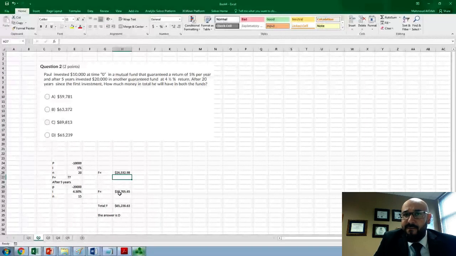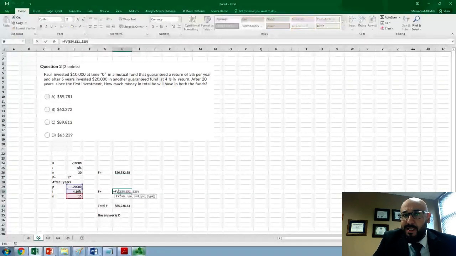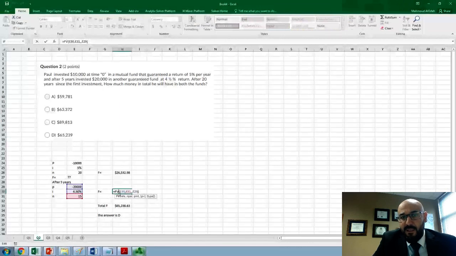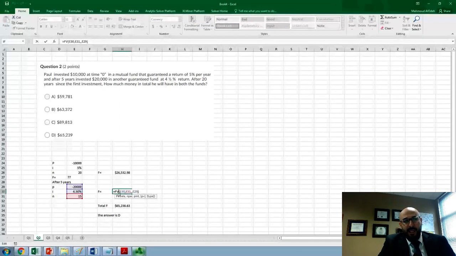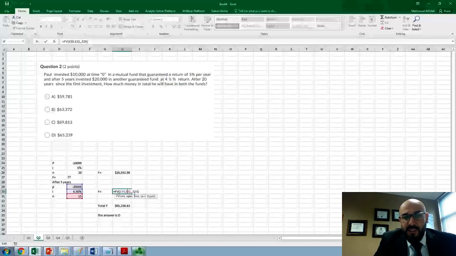We use the same financial function FV to calculate the future value. FV is related to future value, and we use a 4.5 interest rate. Number of years is 15. Payment is nothing, and PV is minus $20,000.